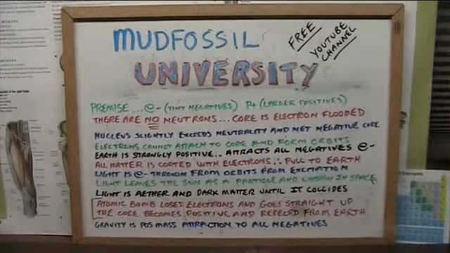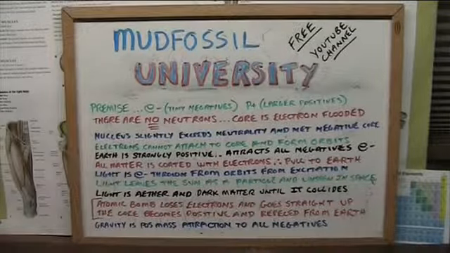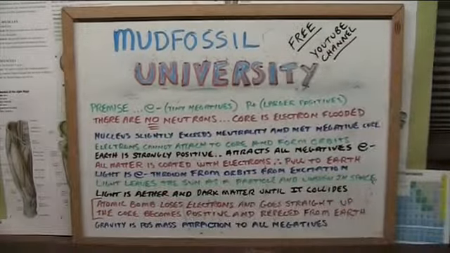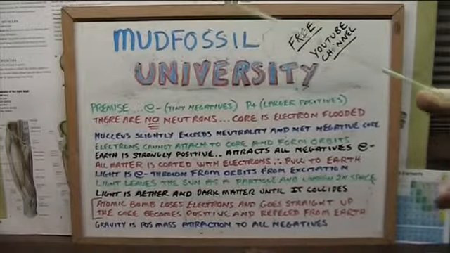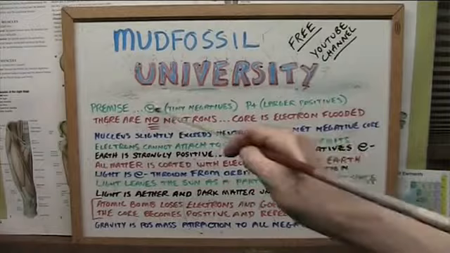It's Roger from Mudfossil University, taking on a challenge of a lifetime today: to explain unified theory in under 10 minutes, and here I go. The premise is that the atomic model is completely wrong. Just follow my reasoning. It's very, very simple.